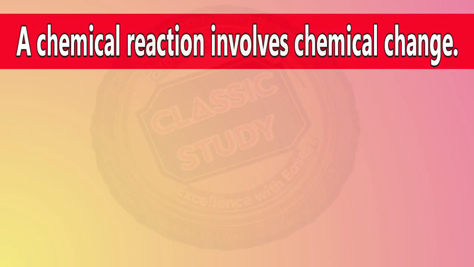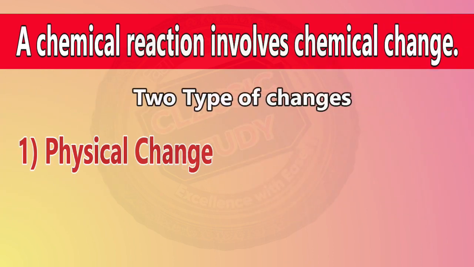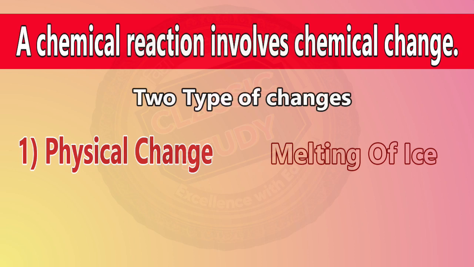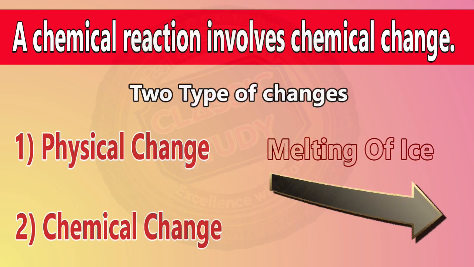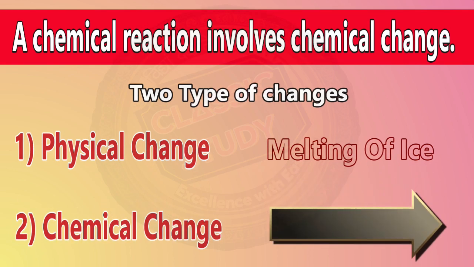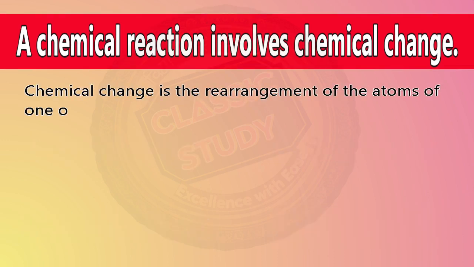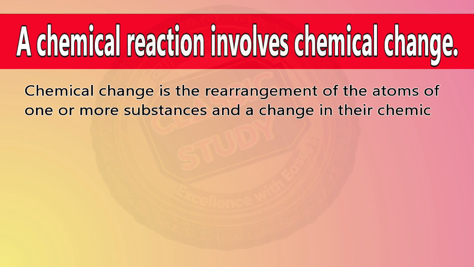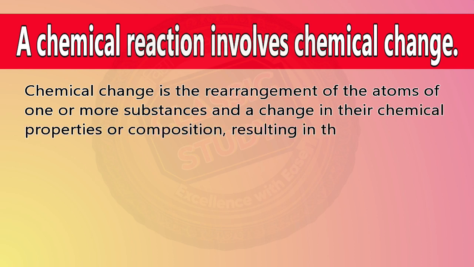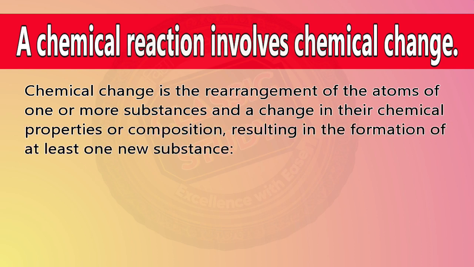A chemical reaction involves a chemical change. There are two types of changes: physical change, where there is a change of state, for example, melting of ice, and chemical change, where there is a change in chemical properties of a substance. So, a chemical change is the rearrangement of atoms of one or more substances and a change in the chemical properties or composition, resulting in formation of at least one new substance.